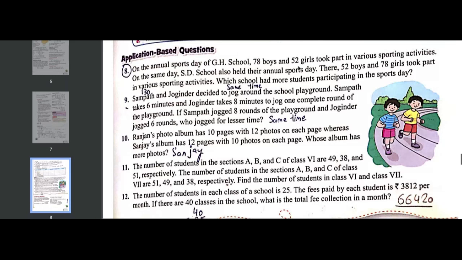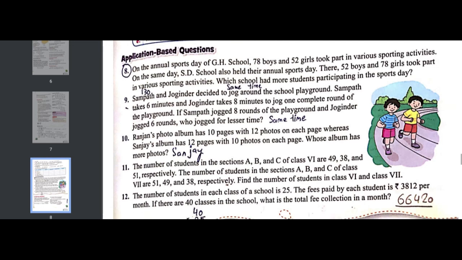Sampath and Joginder decided to jog around the school playground. Sampath takes 6 minutes and Joginder takes 8 minutes to jog one complete round of the playground. If Sampath jogged 8 rounds of the playground and Joginder jogged 6 rounds, who jogged for lesser time? They both have the same, like 8 times 6 and 6 times 8. They will have the same answer. Same number but in a different format, like which property? Commutative property.